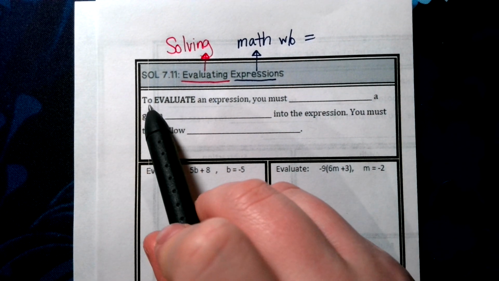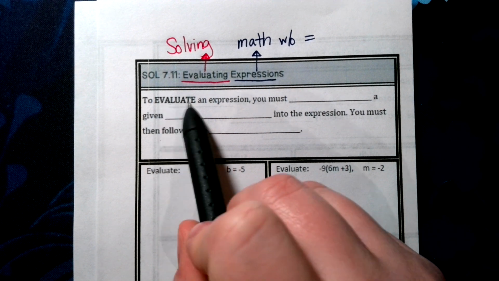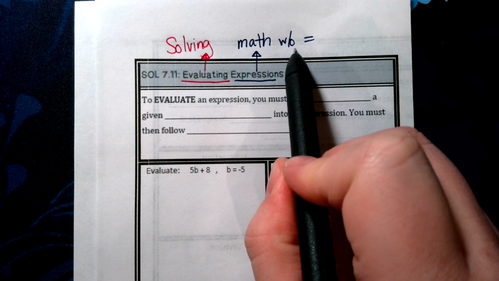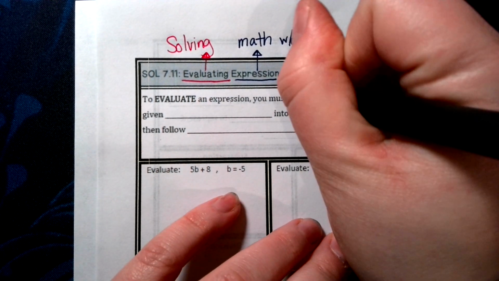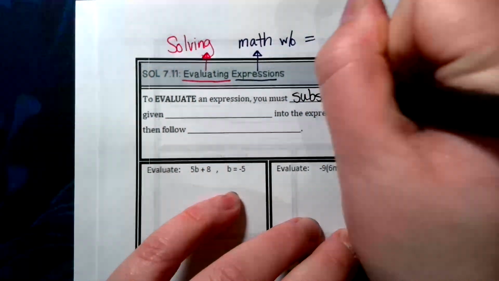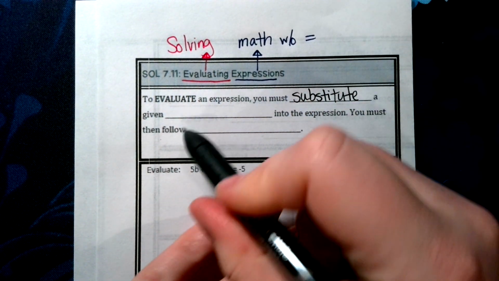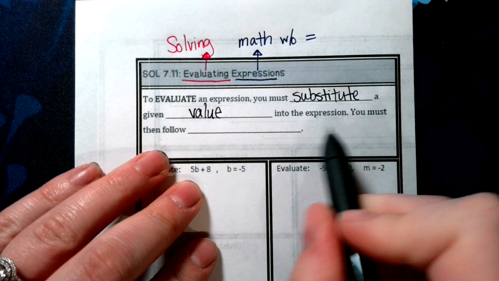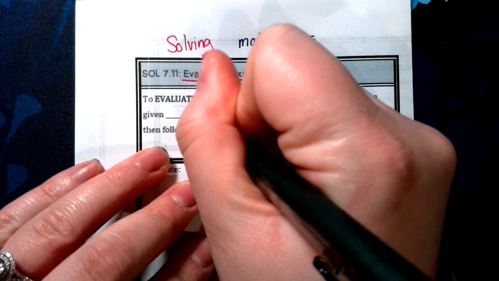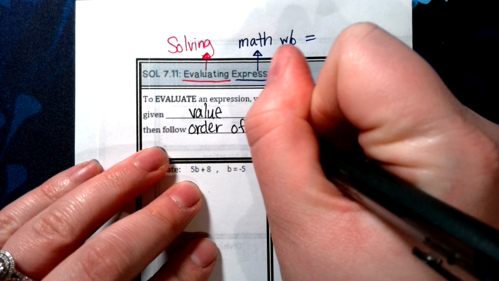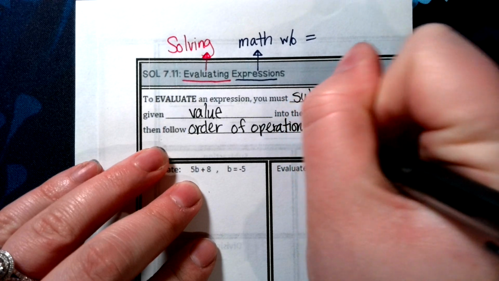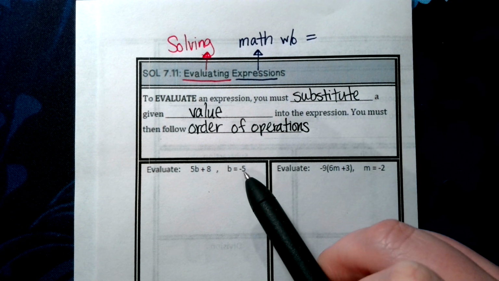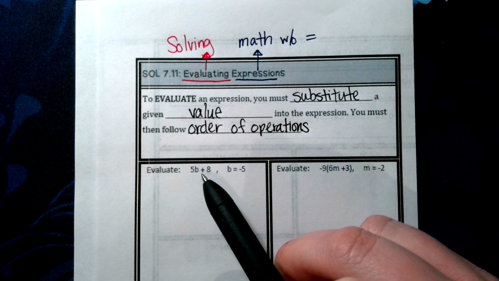So in our blanks, we have to evaluate. What does evaluate mean again? Evaluate means solve. An expression, math without an equation. You must substitute a given value into the expression. You must then follow order of operations. Substitute means plug in. We're going to take that number and plug it in for that letter.